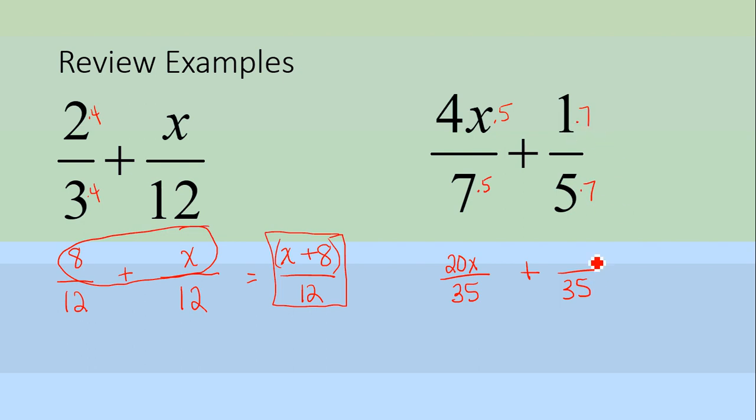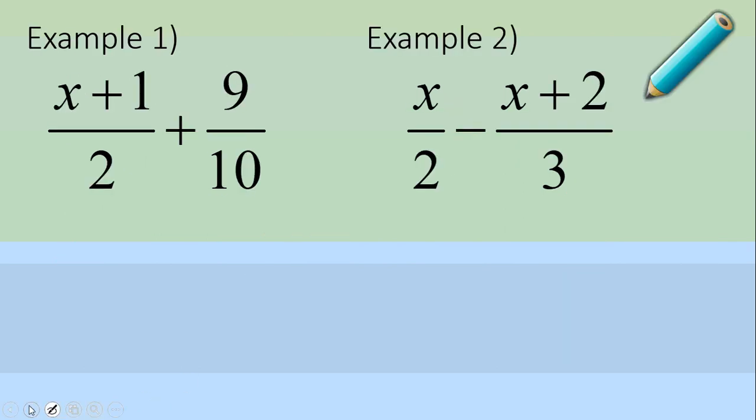So 1 times 7 is 7. Now if I add across the top, again, these are x's. This is a regular number. So I get 20x plus 7 over 35. Single fraction answer with a common denominator that we created, and we just had to change the numerators to reflect that. All right, so let's take a look at some more.